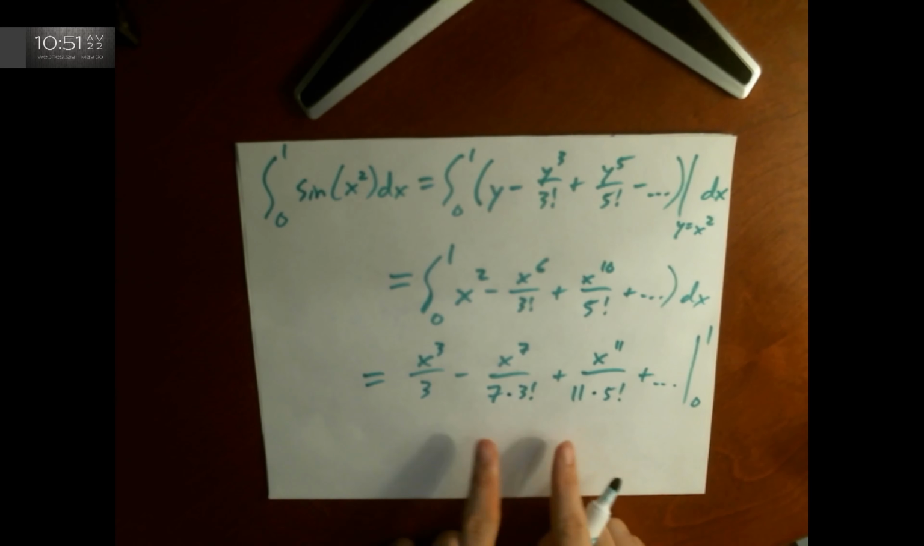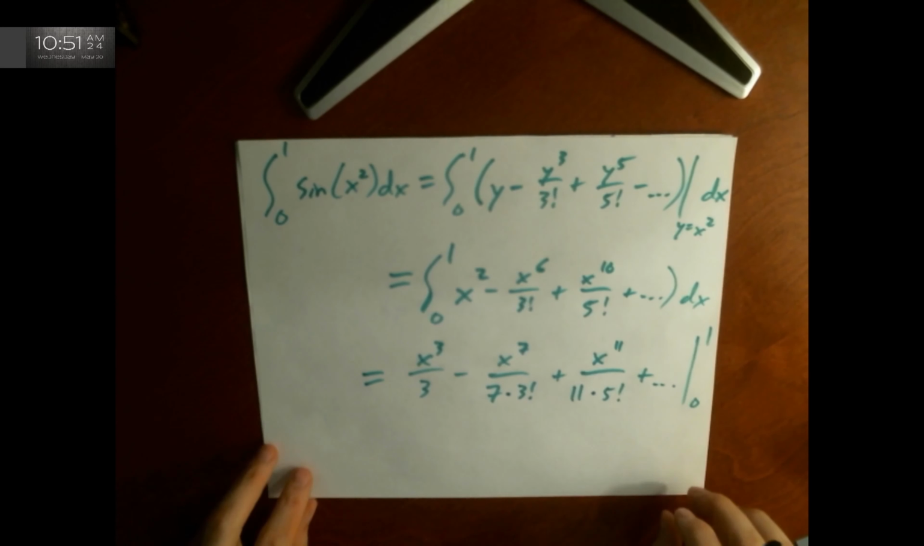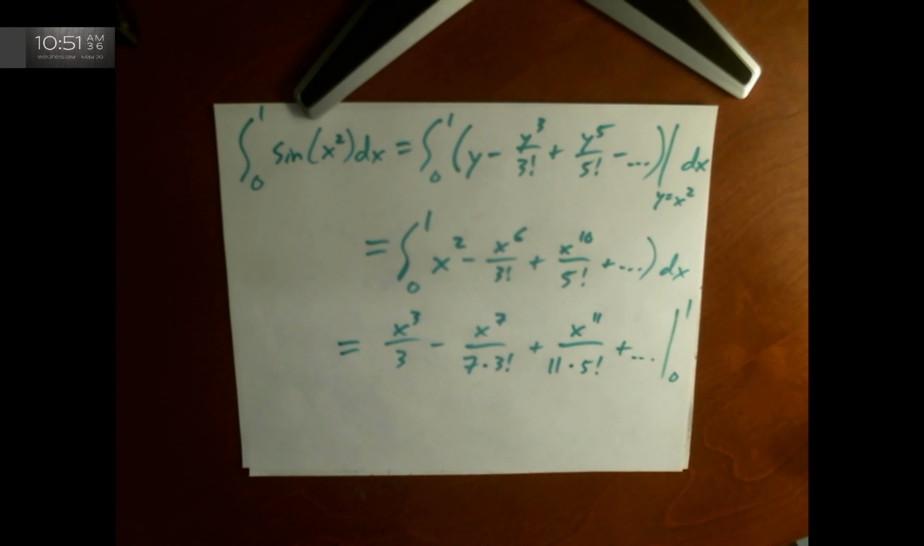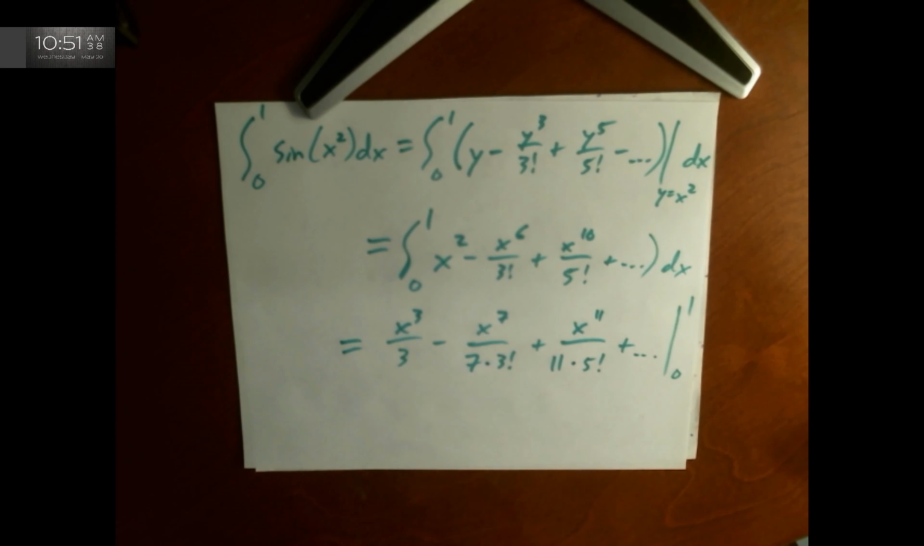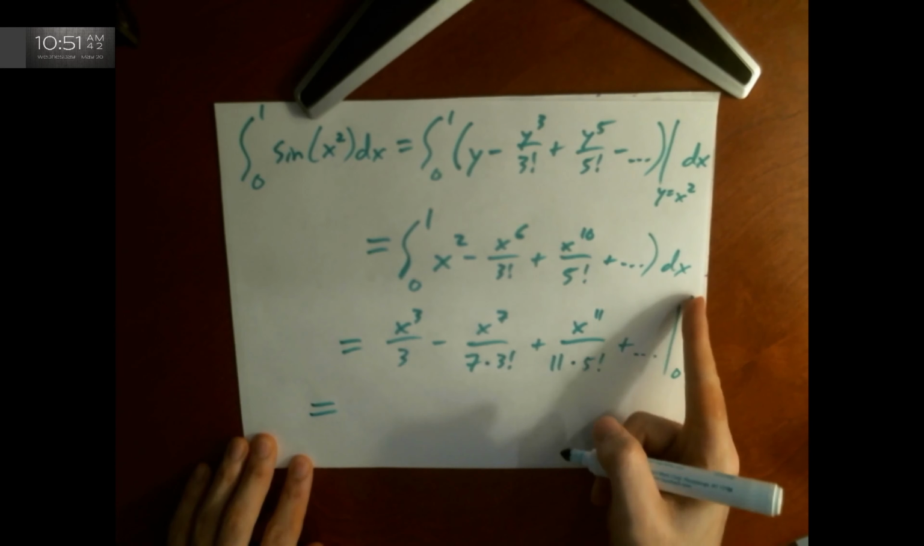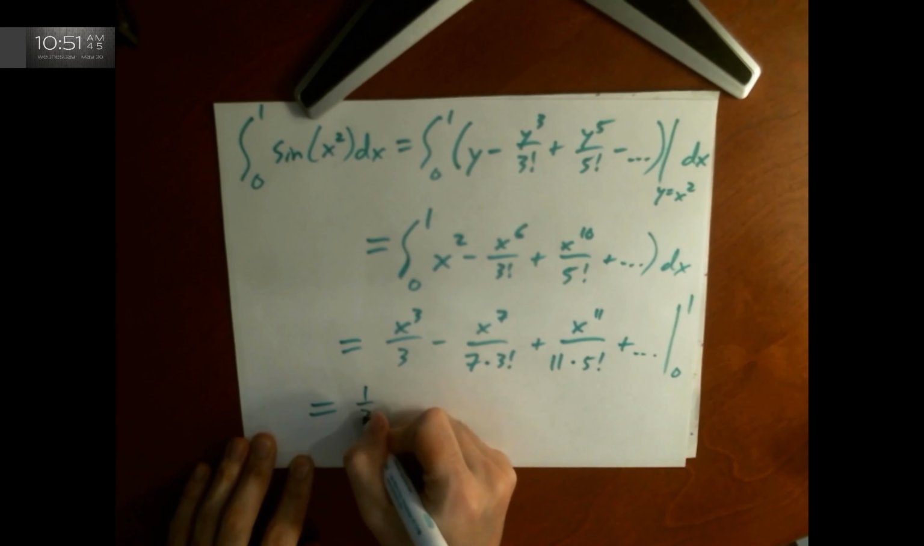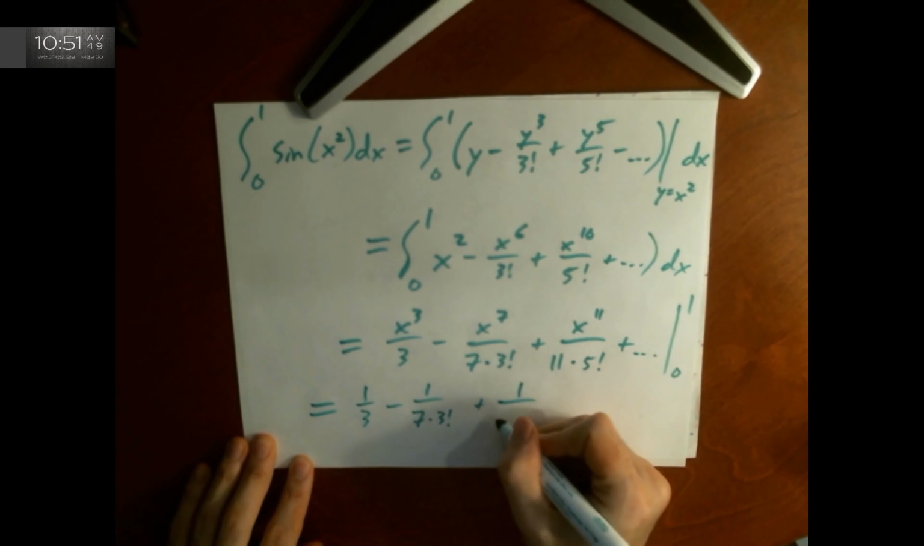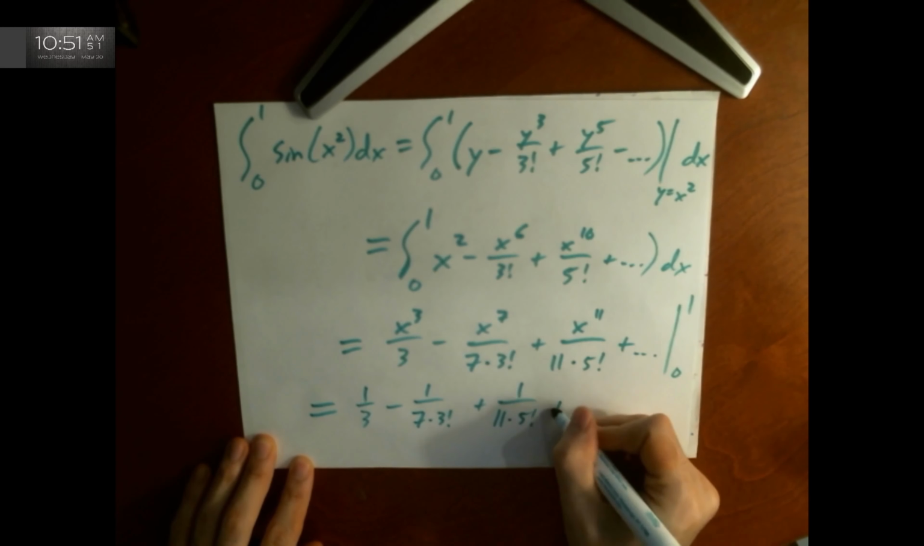You could try to write this explicitly, and in this case, it's actually possible. Instead of evens and odds, it involves using powers of 4, right? Using mod 4 effectively in a way. Mixing it with evens and odds. It's possible. 3, 7, 11 is skipping by 4s, right? But for this particular problem, we're just going to plug in our bounds anyway. We get 1/3 minus 1 over 7 times 3 factorial plus 1 over 11 times 5 factorial, and so on.